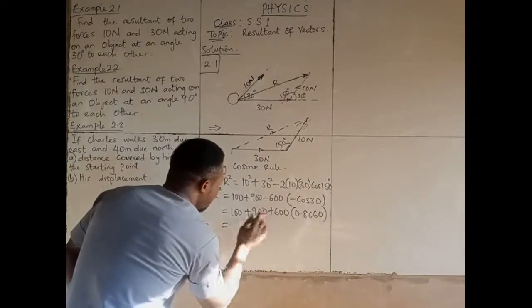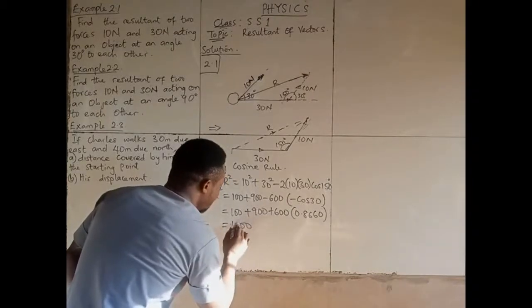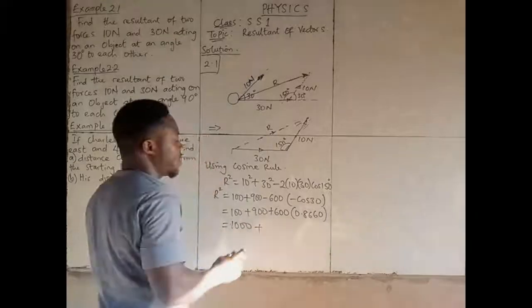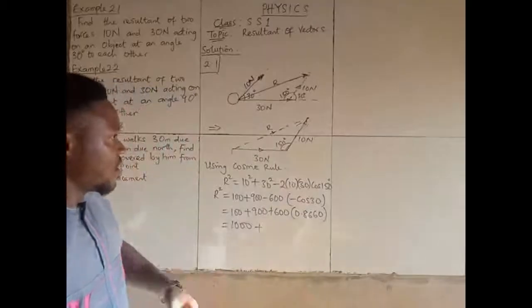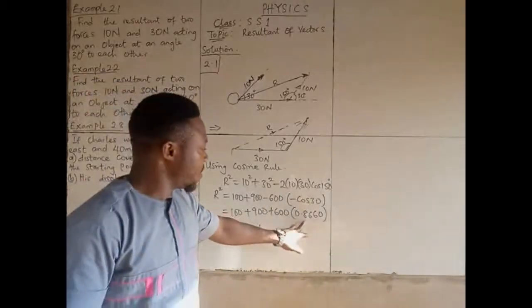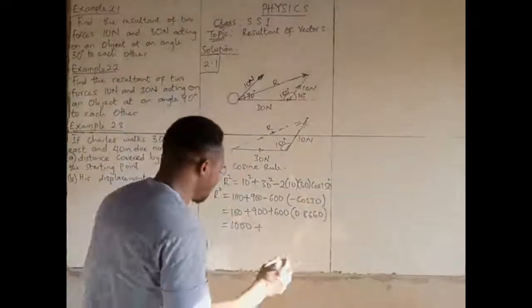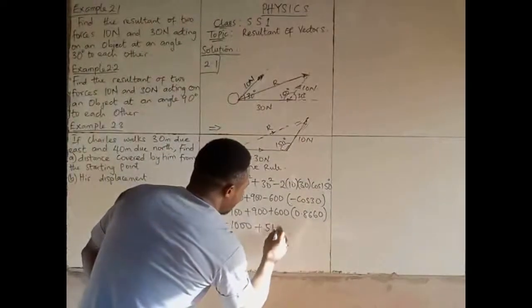And at the end of the day, you will have 100 plus 900, which will give us 1000, plus 600 times, let's do 600 times 0.8660, and that will give us 519.6.